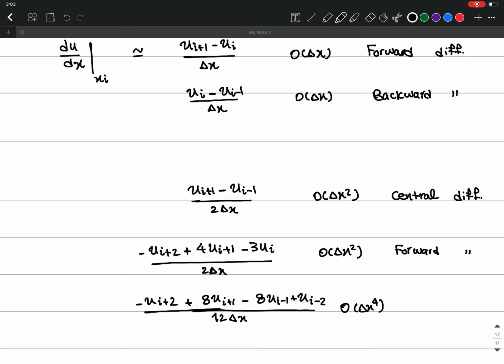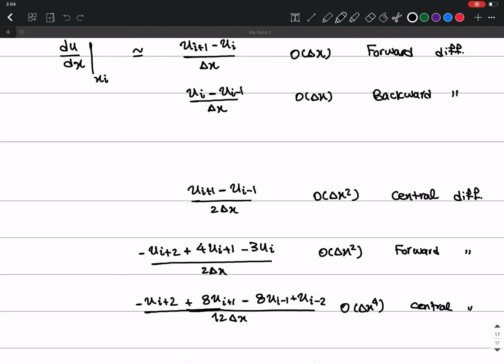Okay, so I just want to note that, first, this is a central difference. And the other thing I want to note is that, as you see, we are able to increase the accuracy to higher orders, very, very accurate, as we go higher and higher orders. But then you need to use more points, as you see here, from i plus 2, i plus 1, i minus 1, and i minus 2.